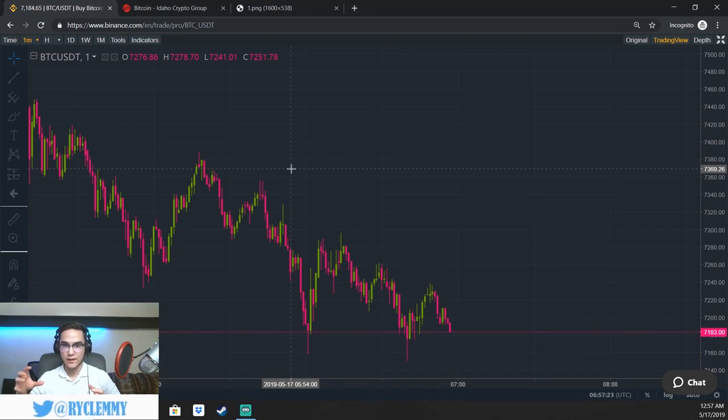Scalpers are trading on like the 5 minute, the 1 minute, the 15-minute charts, and they're trying to catch these little moves and then sell. And then they're going to wait for a little pullback, they're going to buy in again, and then they're going to wait for a little move up and sell. And you catch little profits, but a bunch of them, and it can add up in the long run.